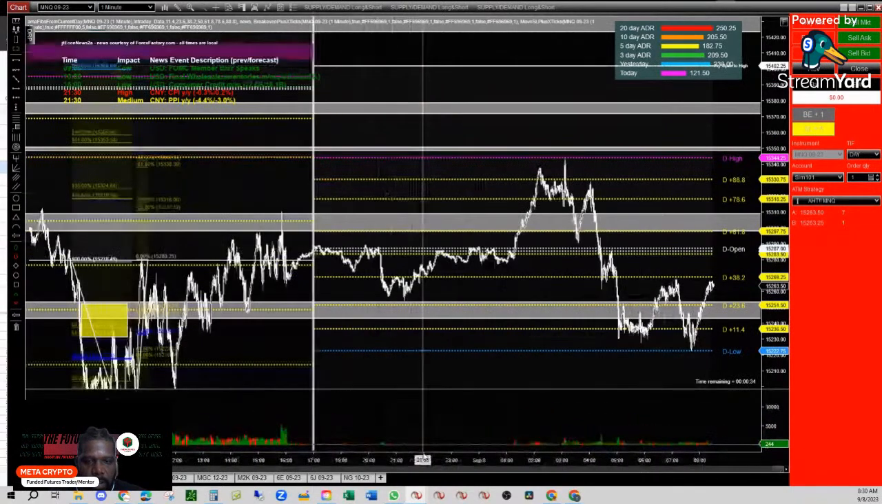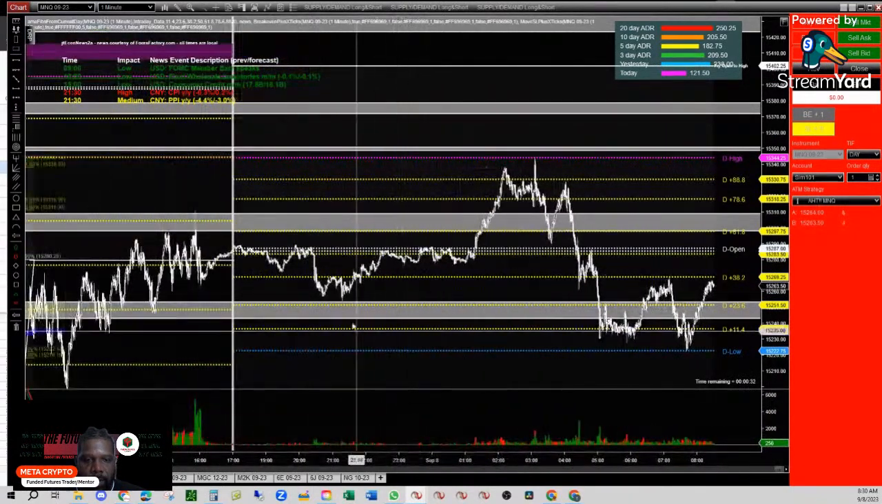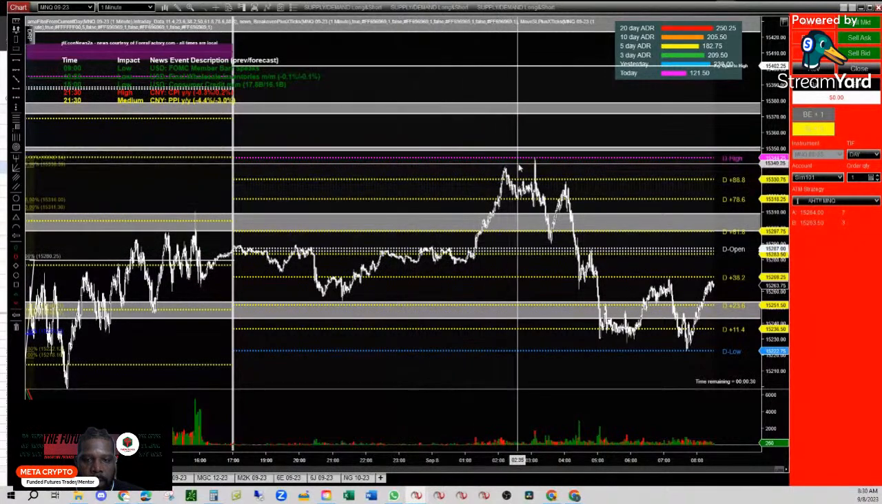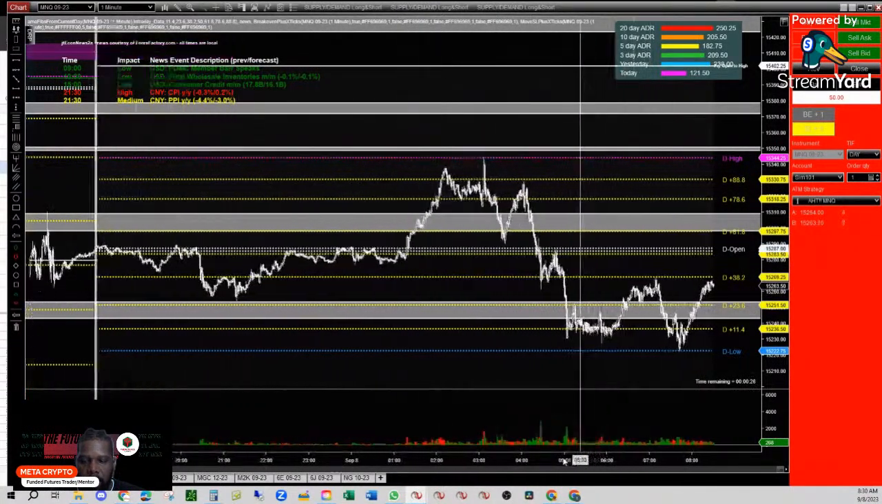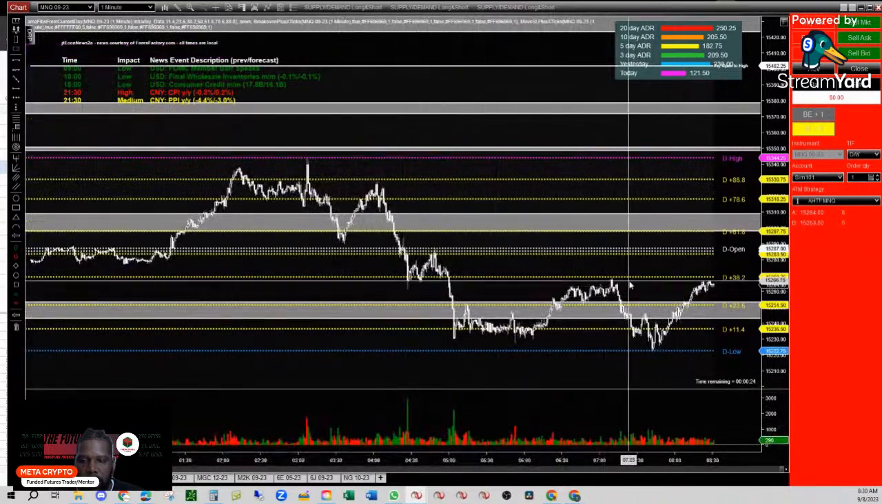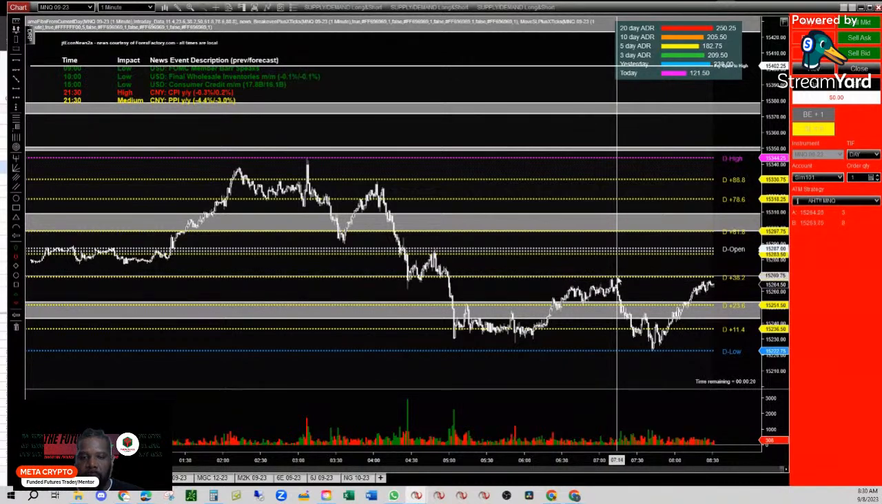So as we can look and see that the Bulls were in control for a minute, but then the Bears took over. So right now we're at a spot where there is possible resistance, which is the 38.2, the Fibonacci level.